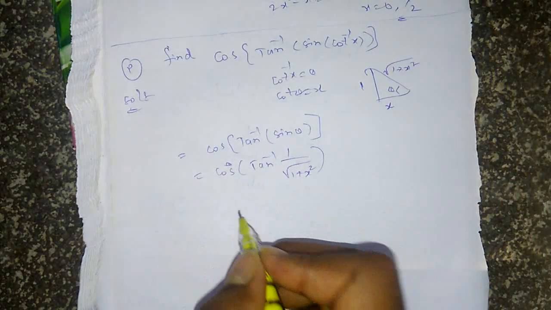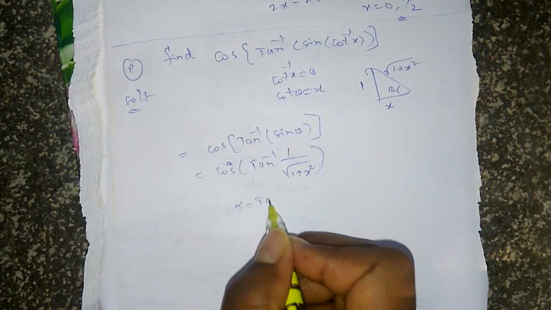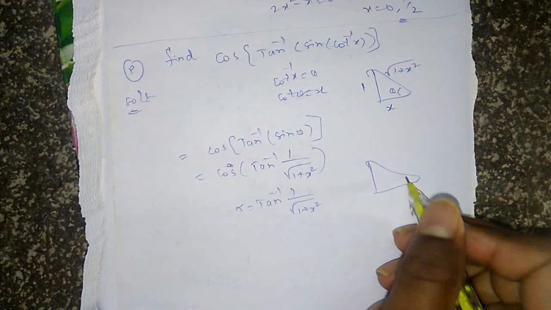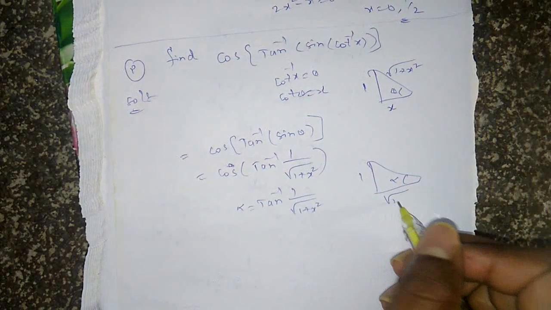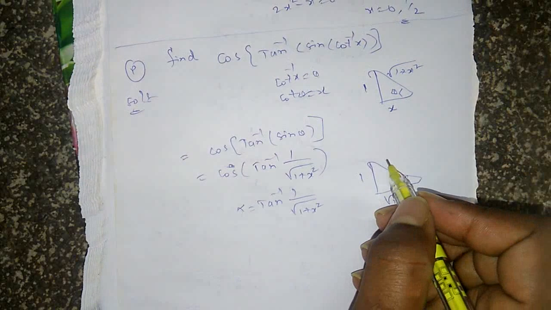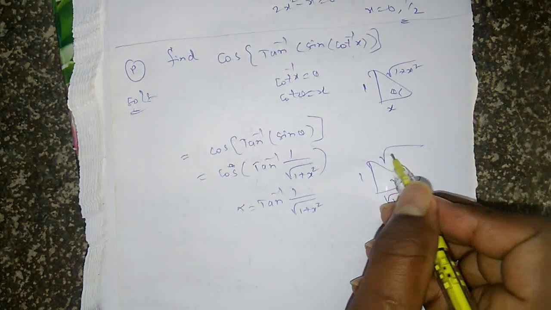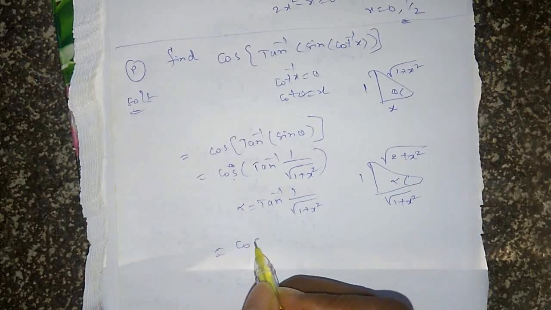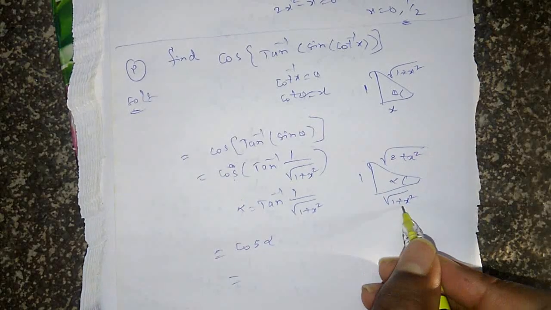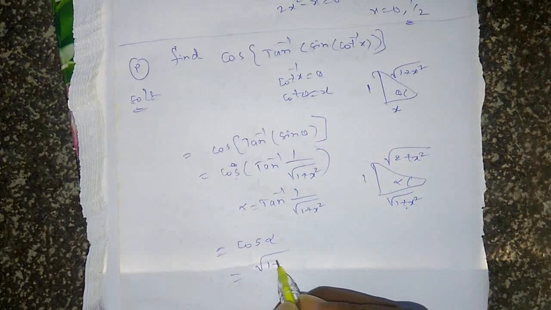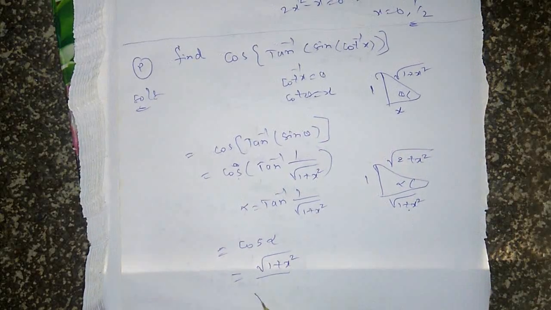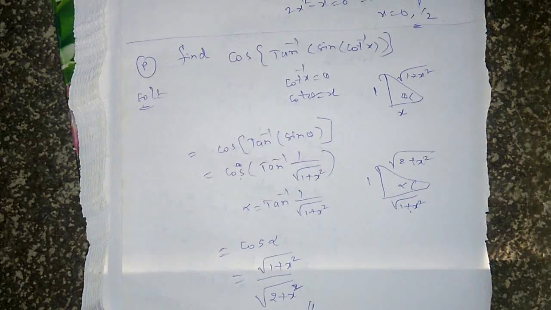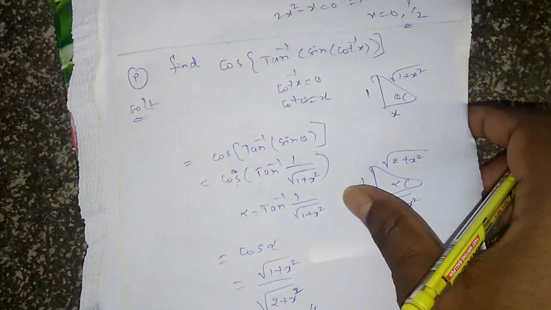Okay. Now if you take alpha is equal to tan inverse of 1 by root of 1 plus x square. This is alpha, this is 1, root of 1 plus x square. This will be the hypotenuse, a square plus b square is equal to c square, that is 2 plus x square. So this will be cos alpha. Cos alpha is equal to, here, what is the value? Root of 1 plus x square by root of 2 plus x square. That is the required value of the given expression.